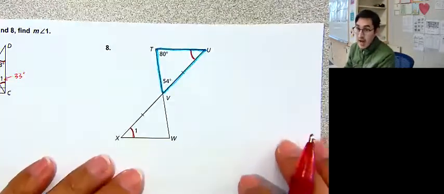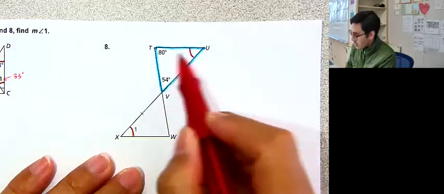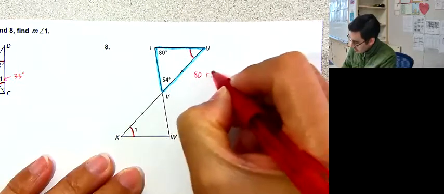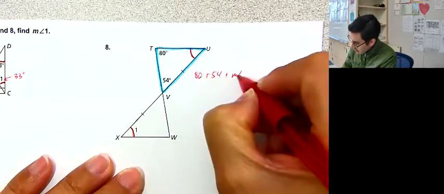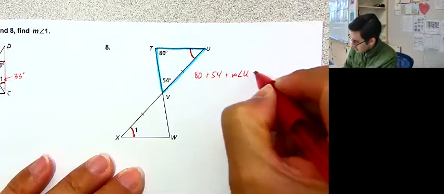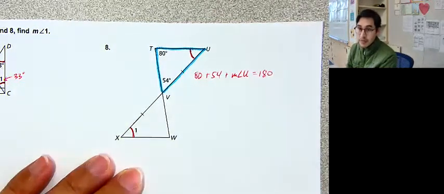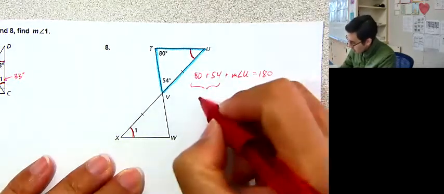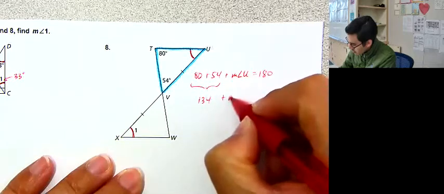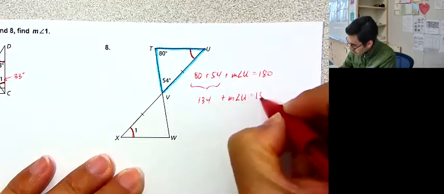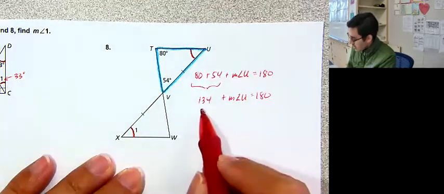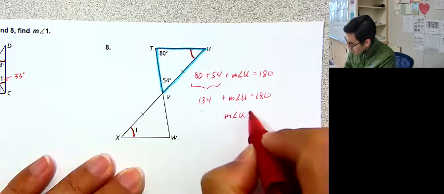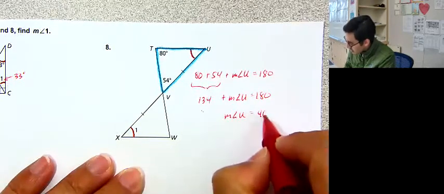What we know is that for any triangle, the sum of the 3 interior angles is 180 degrees. So we can write that 80 plus 54 plus whatever the measure of angle U is will produce a sum of 180. Let's combine like terms. That's going to be 134 plus the measure of angle U equals 180. Then we can subtract 134 from both sides, and I believe the measure of angle U will be 46 degrees.